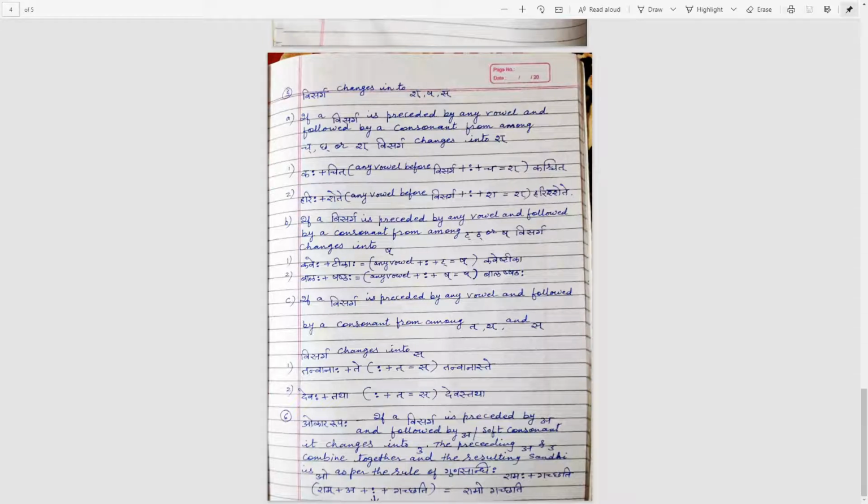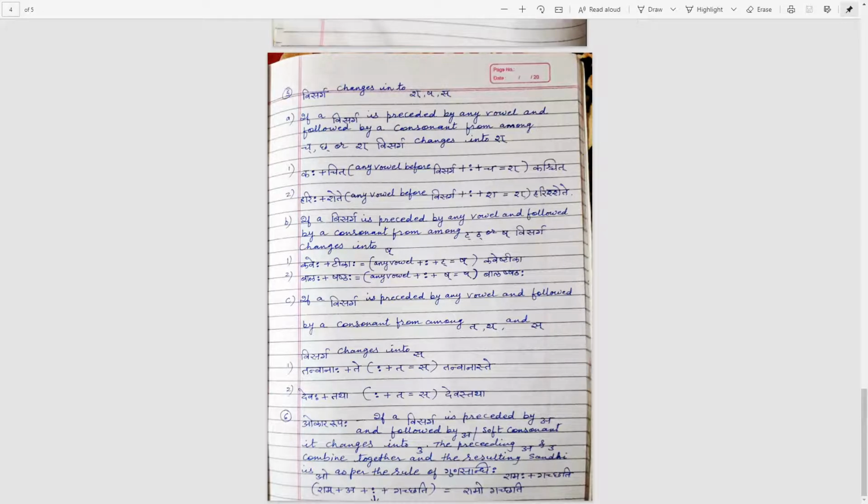Next example is devaha plus tatha. Here before the visarga we have a vowel and after the visarga we have the consonant ta. So in place of visarga sa will come and the answer will be devastatha. This sa or sha will be in halanta form, so it will join the next consonant. Dev plus halanta sa plus tatha. So sa and ta will join, and devastatha will be the answer.